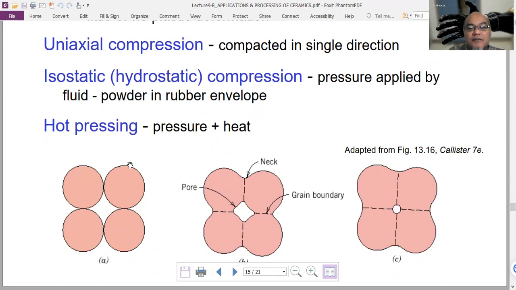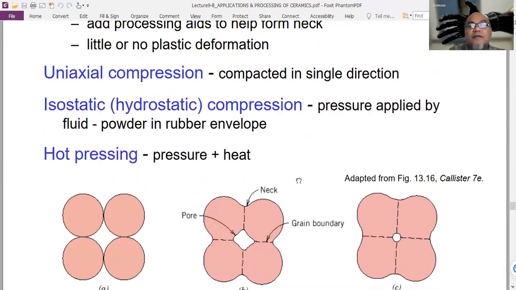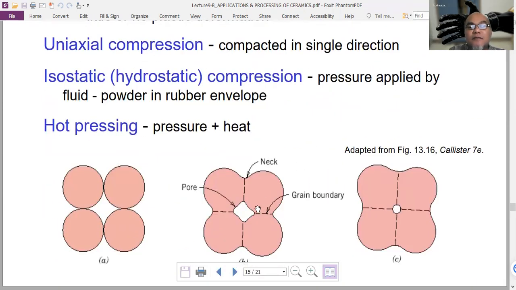Okay, so initially it was like this. After powder pressing, it will form grain boundaries like this, necks in the grain boundary, the boundary between the grains. Then further pressing will cause the pore structure to be smaller, and the necks will thicken.